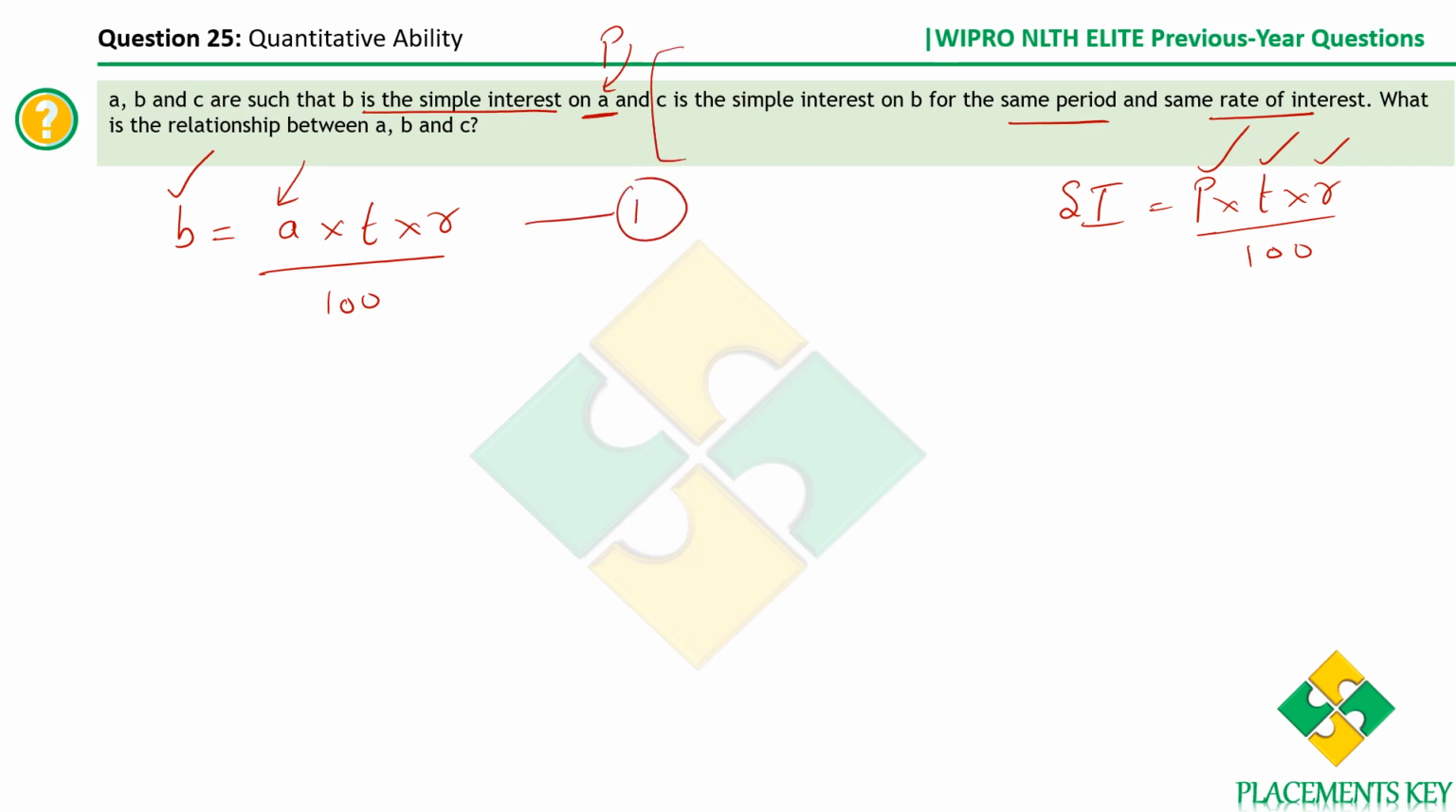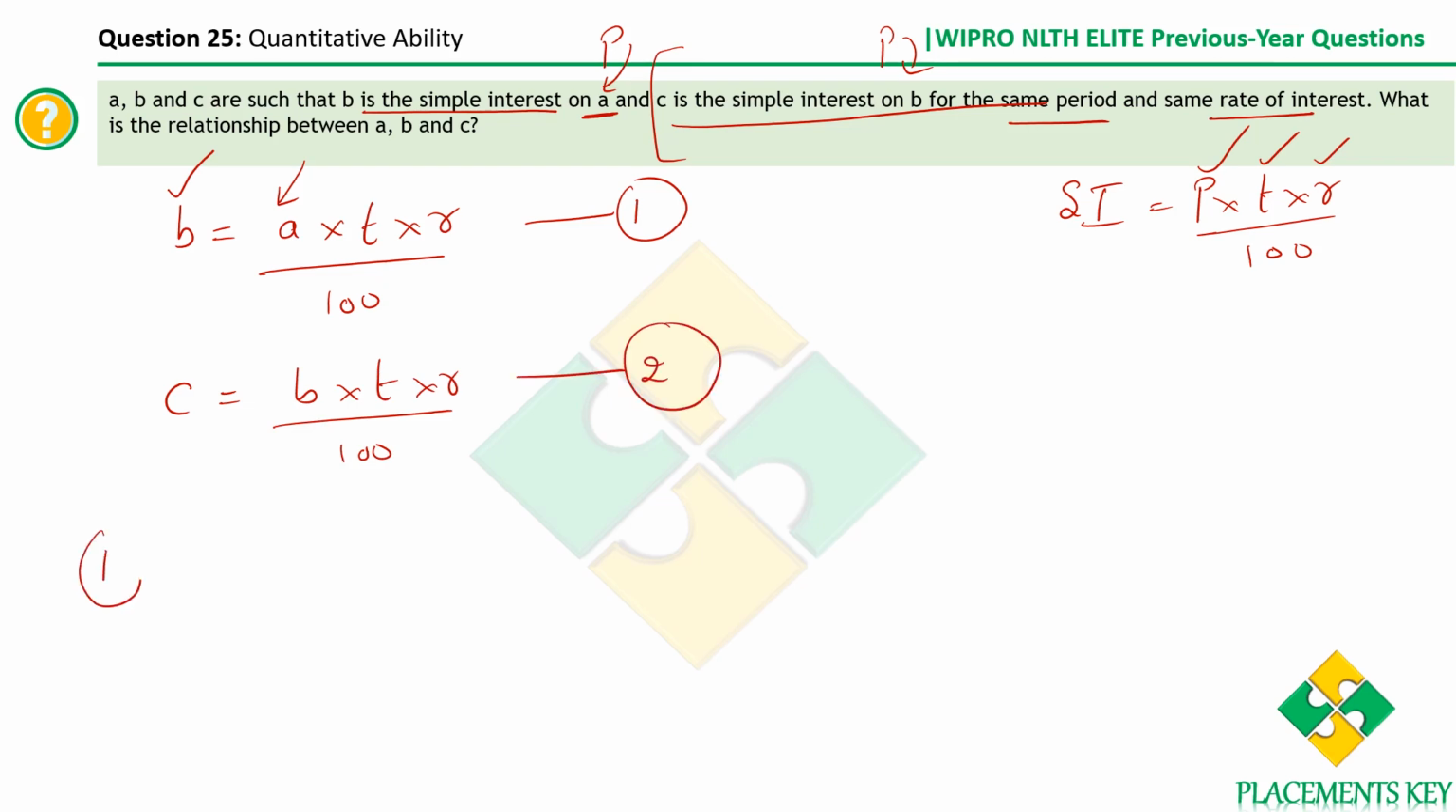And C is the simple interest on B. So C is the simple interest where the principal is B now. So simple interest is P, that is B into T into R by 100, because the time period and rate of interest are same. Let's take it as a second equation.